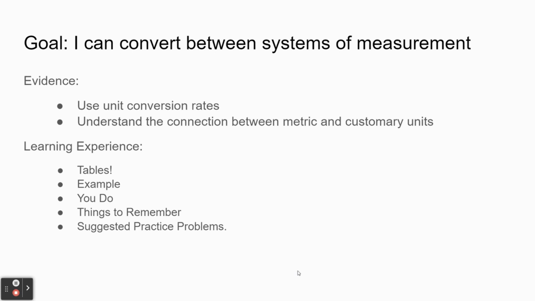And then we're also going to understand the connection between metric and customary units. It's not too bad. It's basically the same thing that we did in the last video, just relating two different types of units instead of two different units. Learning experience, we're going to look at some more tables. You're going to copy them down. Then we'll do an example. We'll have a you-do, things to remember, and then suggested practice problems at the end. So let's move right into it.